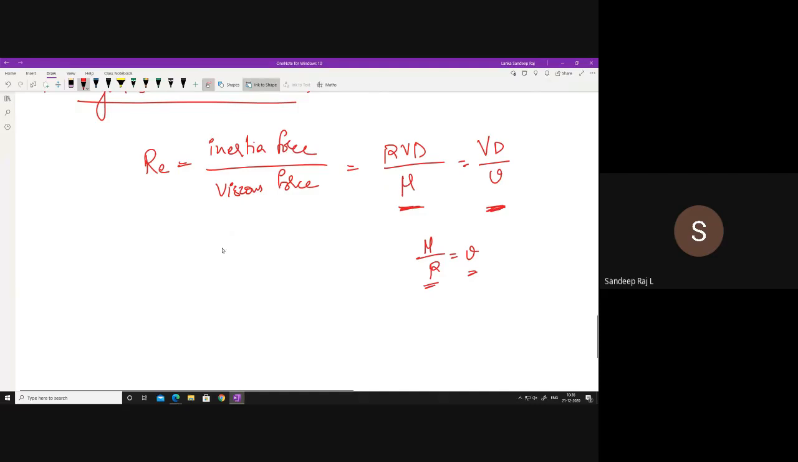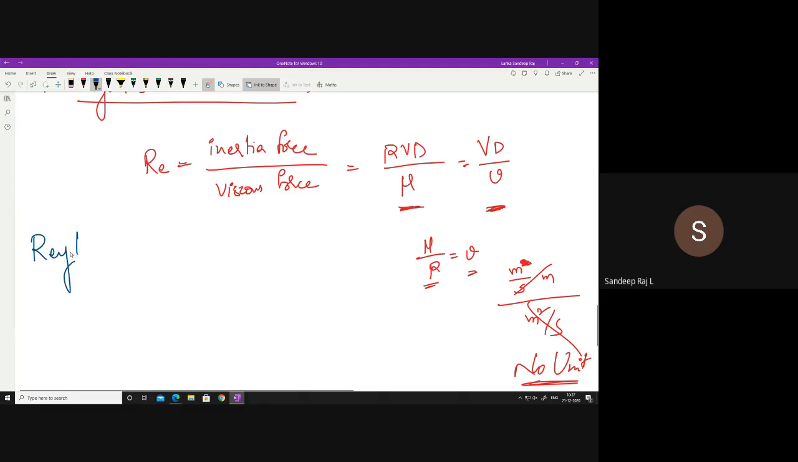If you look at the units for this one, in the numerator you have meter per second, which is the unit for velocity, and diameter in meter, so meter square per second. Meter square per second in the denominator as well. Meter square per second will get cancelled and there is no unit. So simply put, the Reynolds number is dimensionless.